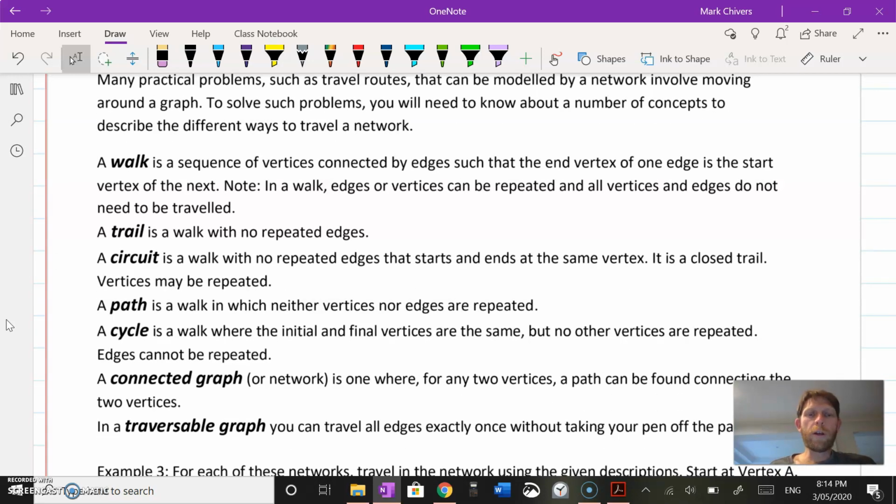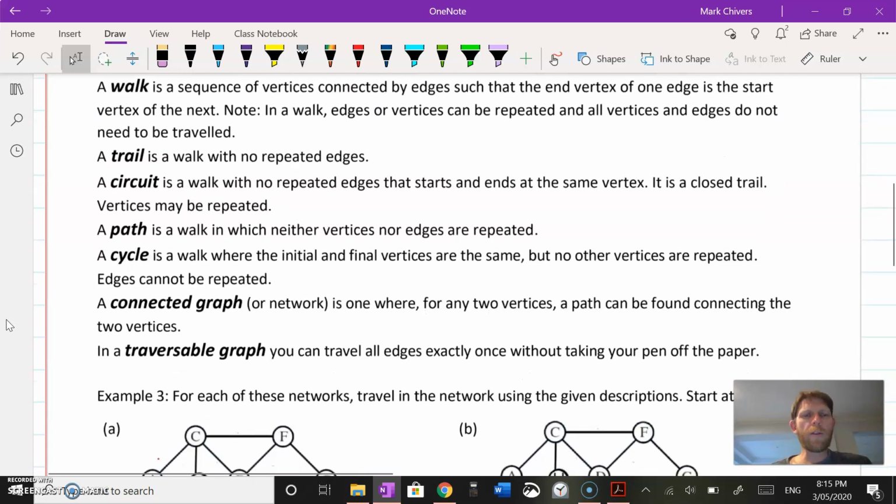So a walk is just a series of vertices connected by edges, and in a walk you can return to edges, you can return to vertices as many times as you want. There's basically no rules with a walk. As long as the vertices are connected in your network, you can move between any vertices and edges as many times as you like. So it's the trail, the circuit, the path, and the cycle that have some limitations.